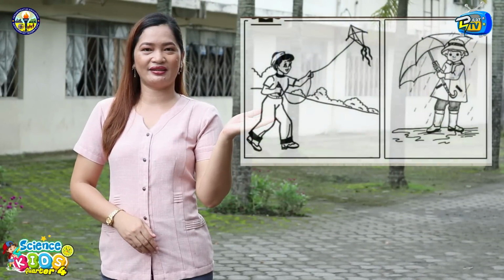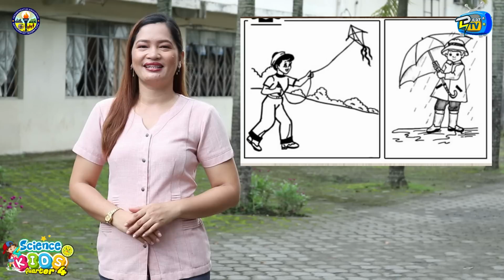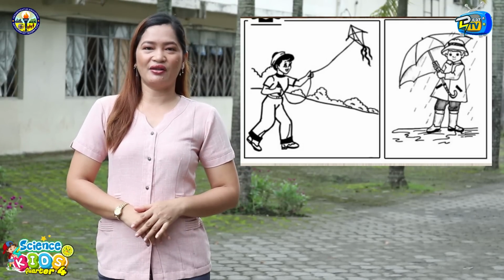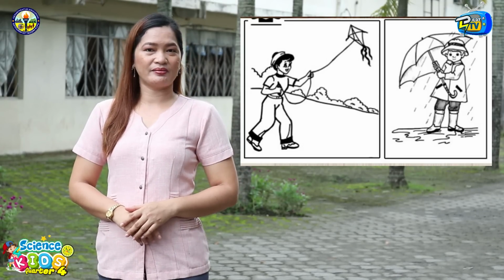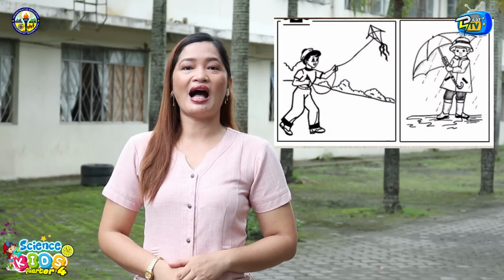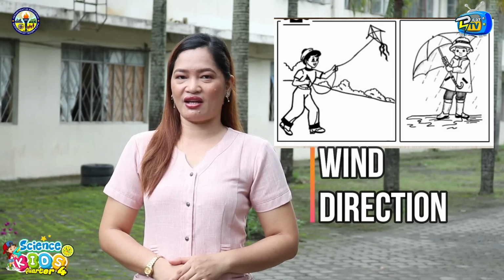Look at the picture. Can you express what the two boys are doing? Can you identify their differences in clothing and the activities they do? Perhaps you can tell it now. You have learned how air temperature, wind speed, and wind direction affect the weather.